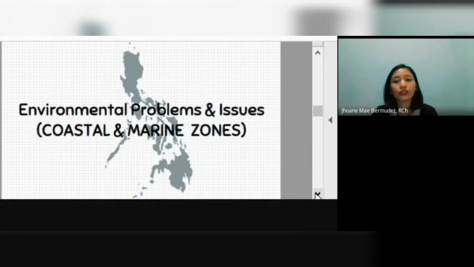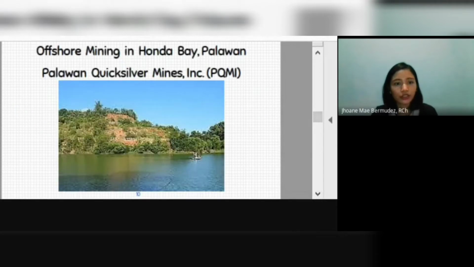So let's go now to environmental problems and issues of coastal and marine zones. First, we have offshore mining in Honda Bay, Palawan. Palawan Quicksilver Mines Incorporated, or PQMI, has an abandoned mercury mine. They mined cinnabar, or mercuric sulfide. The cinnabar mine tailing has high levels of mercury, which is higher than the global background. Mercury is a toxic metal, so it can kill marine lives. Mercury can also build up in marine lives and enter the food web.